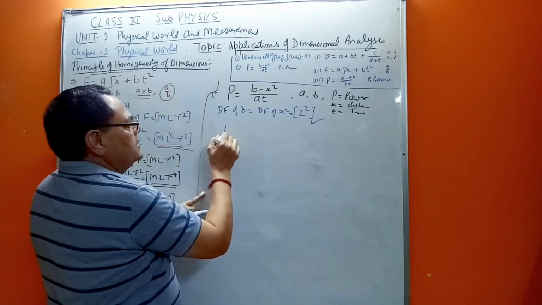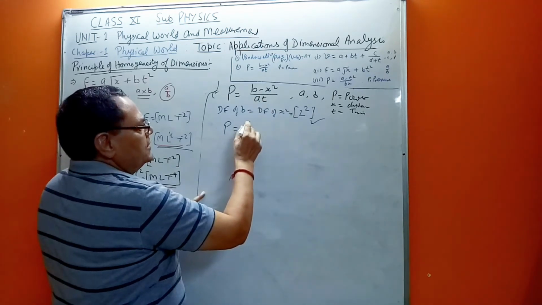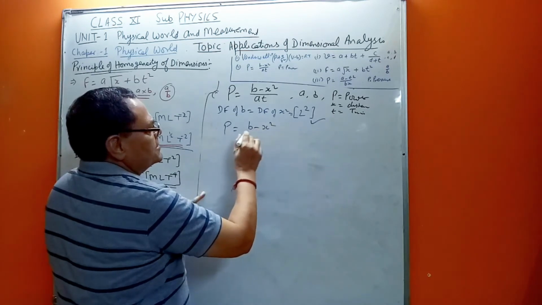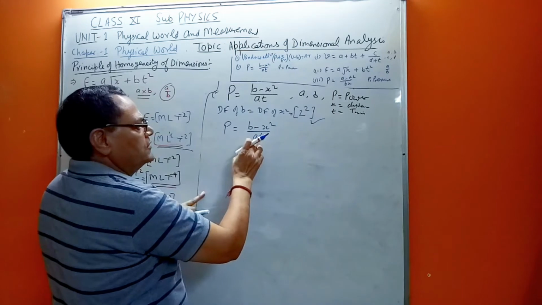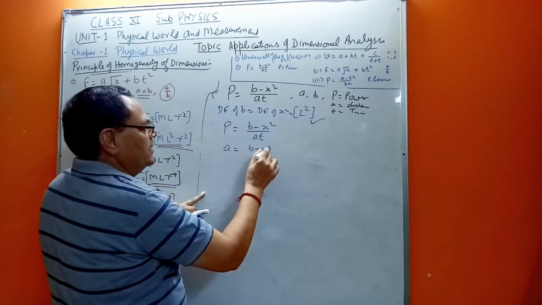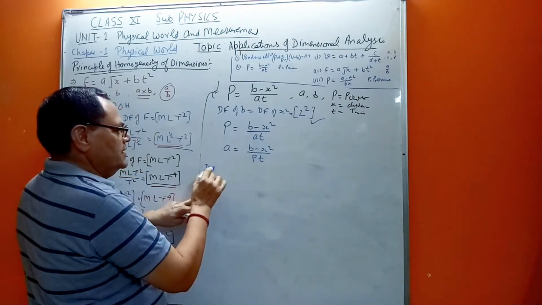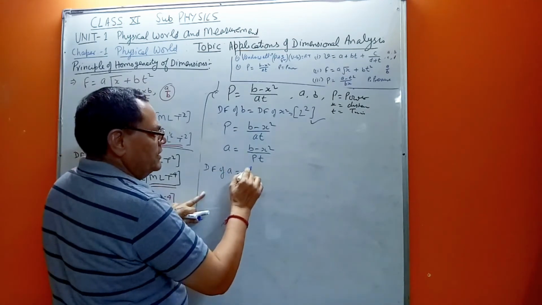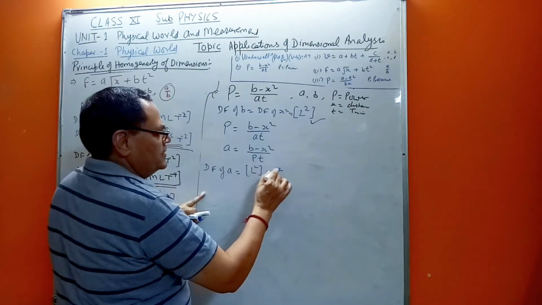Now you can again say power is equal to B minus X square upon AT. Fine. So we need to find A now. So from here A will be equal to B minus X square upon power into T. So therefore the dimensional formula of A will be equal to the dimension of this. So B will have the same as L square and minus again L square.